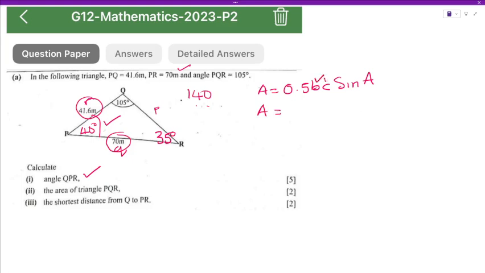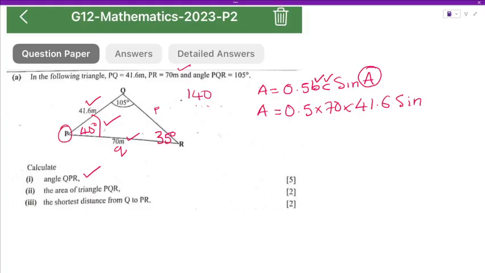So we said these b and c values represent sides. So what sides are we using? We're using this one and the 70 meters right there. So we're going to say 0.5 times 70 times, what's the other one? 41.6. Okay, sine A. Where these two sides are meeting, what is the angle there? That's the angle we need to plug in there. So where they are meeting at P, the angle at P is 40. So I'm going to say sine 40.